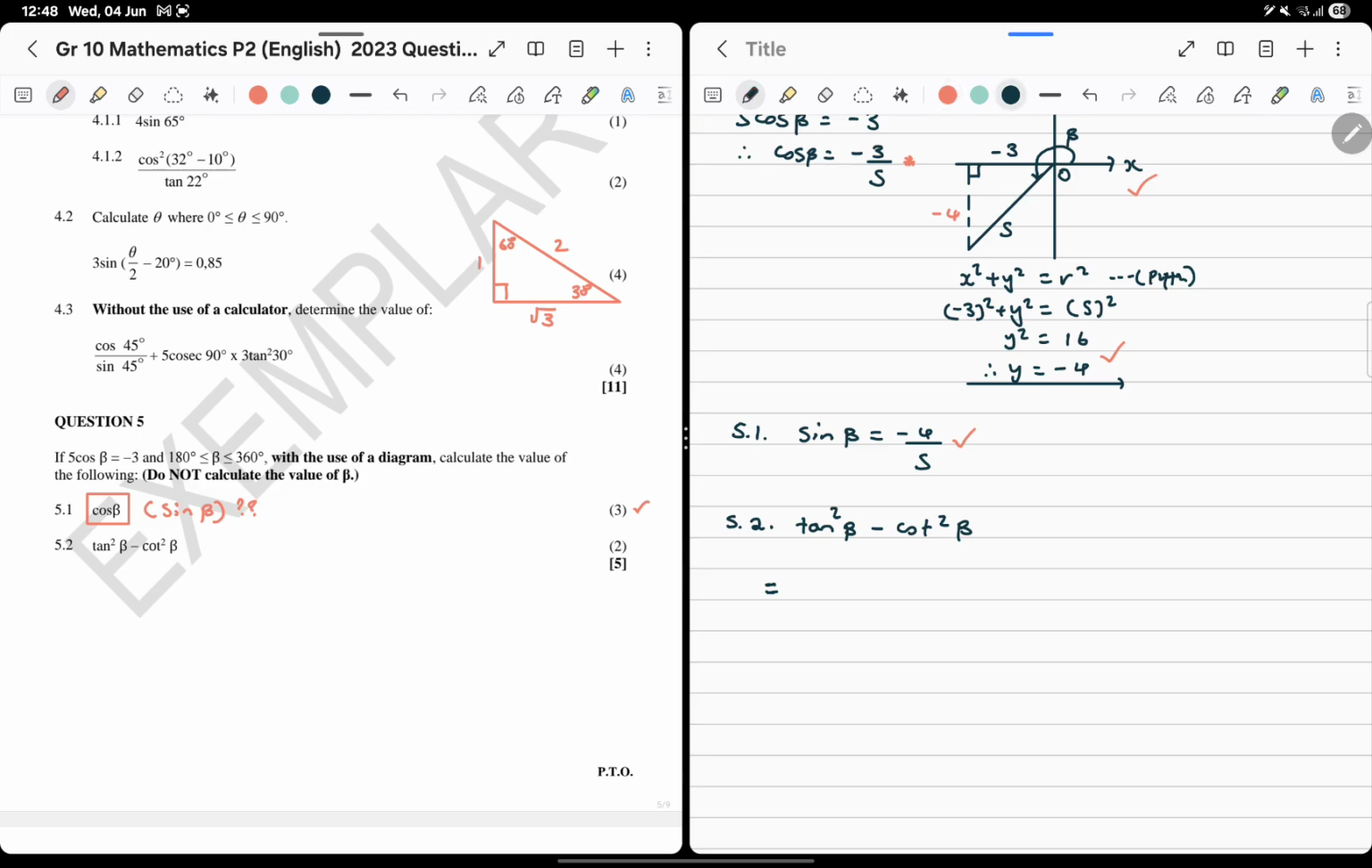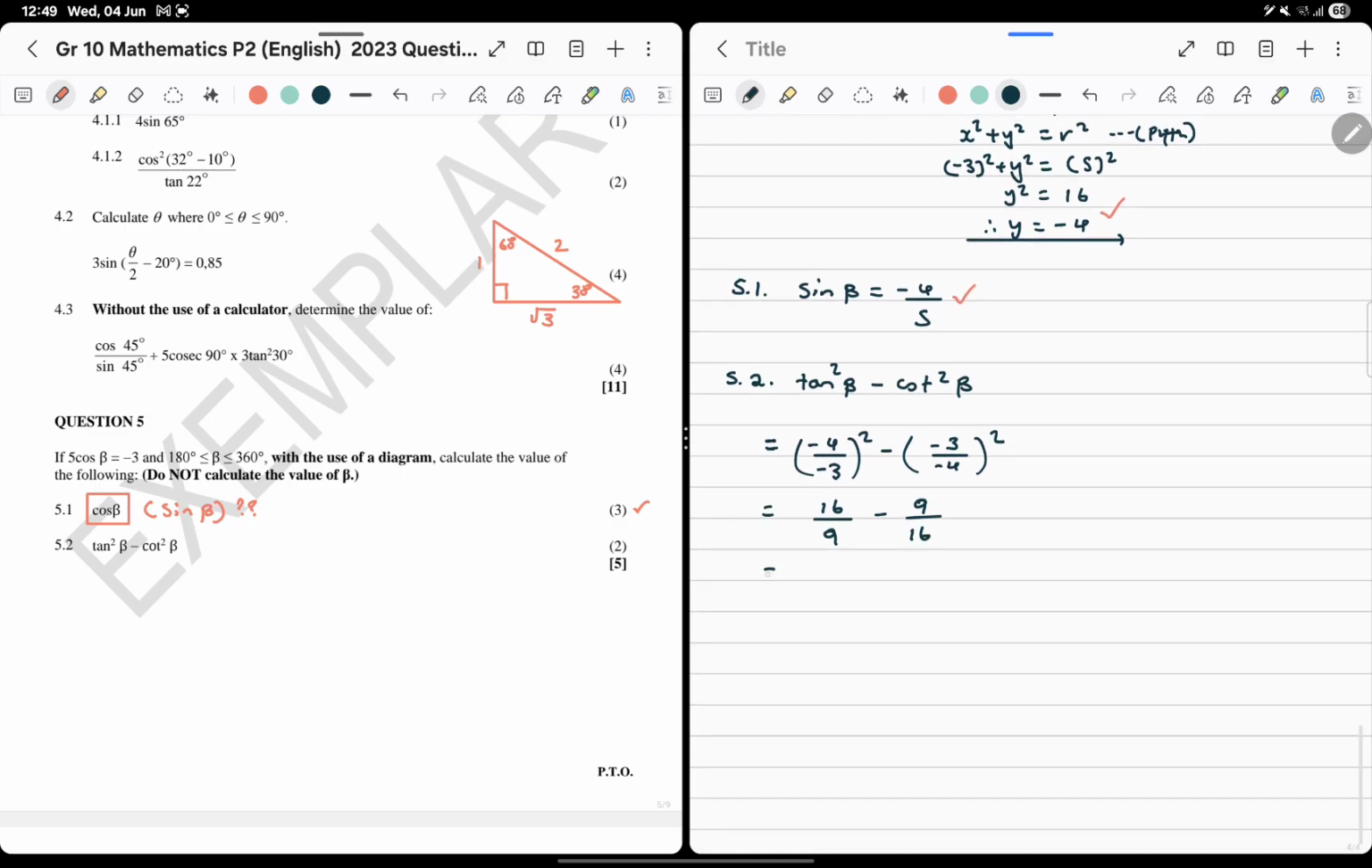This is minus 4. So opposite over adjacent, this is going to be minus 4 over minus 3, all squared, minus. Cot is the reverse. It's going to be minus 3 over minus 4. It's the reciprocal. So we go about it. This is 16 divided by 9 minus 9 divided by 16. Nobody said we cannot use a calculator here, but let's just show it in case the intention was to say don't use a calculator.